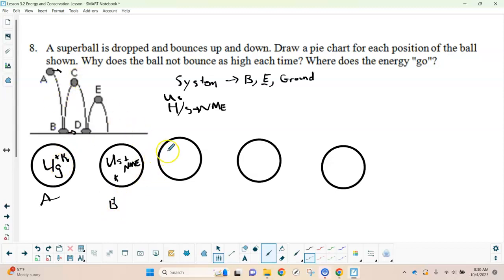So when it's back up at C, it's gravitational and kinetic and whatever non-mechanical energy that we had at point B. The non-mechanical energy at B is not changing. You can't transfer it back into the potential or kinetic. So that's why, again, it goes lower. At D, it's got spring potential energy. It's got that little bit of kinetic still. And now it has a bigger amount of non-mechanical energy.